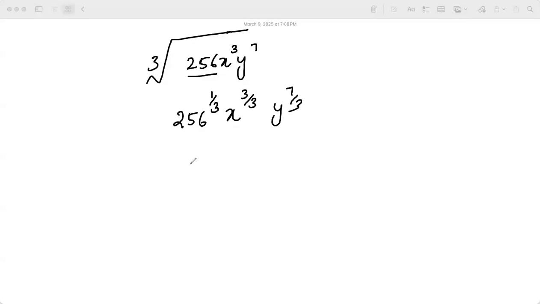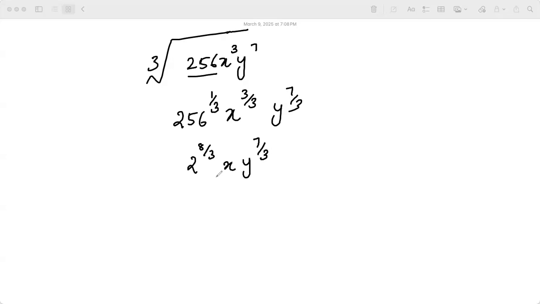256 can be written as what? I can write it out as 2, 2 to the 4, 4 to the 8, 8 to the 16, 32, 64, 128 and 256. So 8th power: 2 power of 8 by 3. X power of 3 by 3 is what? 1, right? Then you have y power of 7 by 3.